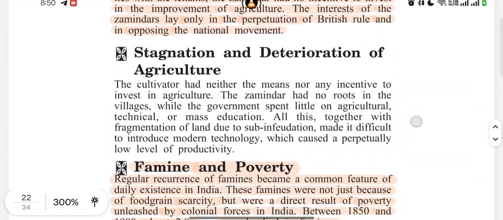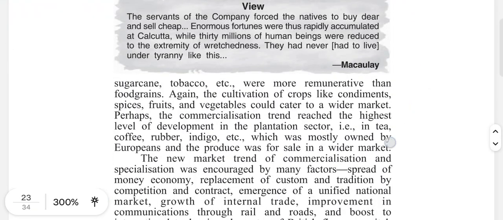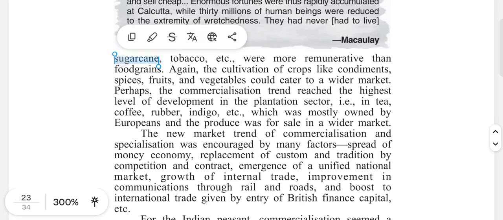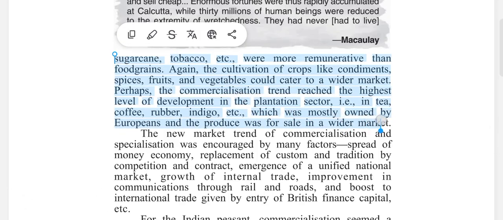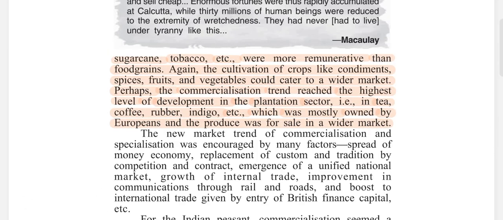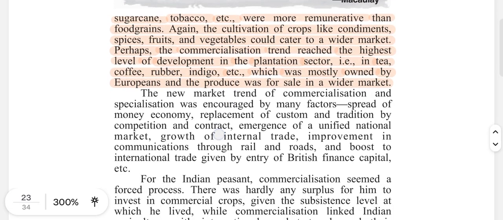sugarcane, tobacco, etc., were more remunerative than food grains. Again, the cultivation of crops like condiments, spices, fruits, and vegetables could cater to a wider market. Perhaps, the commercialization trend reached the highest level of development in the plantation sector, i.e., in tea, coffee, rubber, indigo, etc., which was mostly owned by Europeans, and the produce was for sale in a wider market.